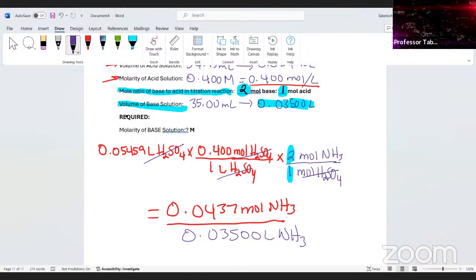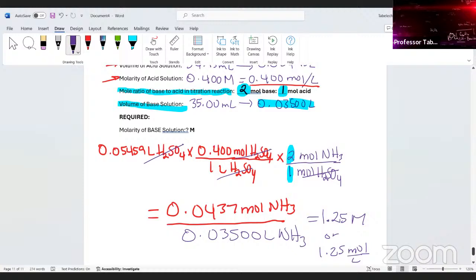So 0.0437 divided by 0.03500, and you get 3 of those numbers, 1.25 molarity. Or you can say 1.25 moles per liter. Okay, that's it. And again, in case your teachers want you to put what you were talking about, it is of NH3. Okay, that was the ammonia. That was the base we were solving for.